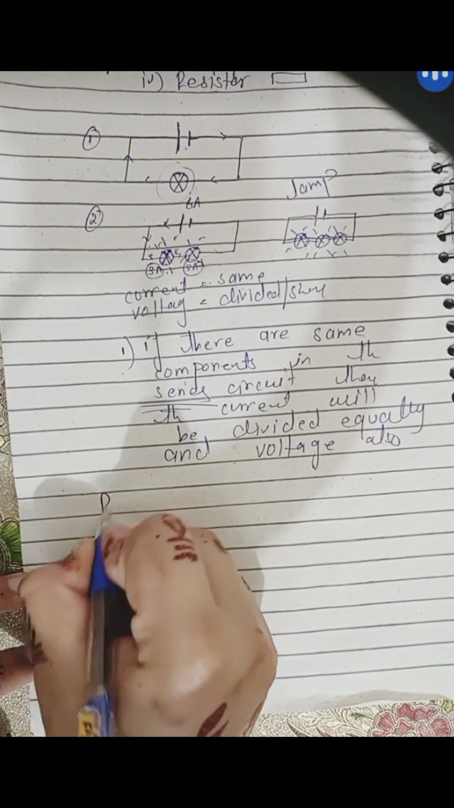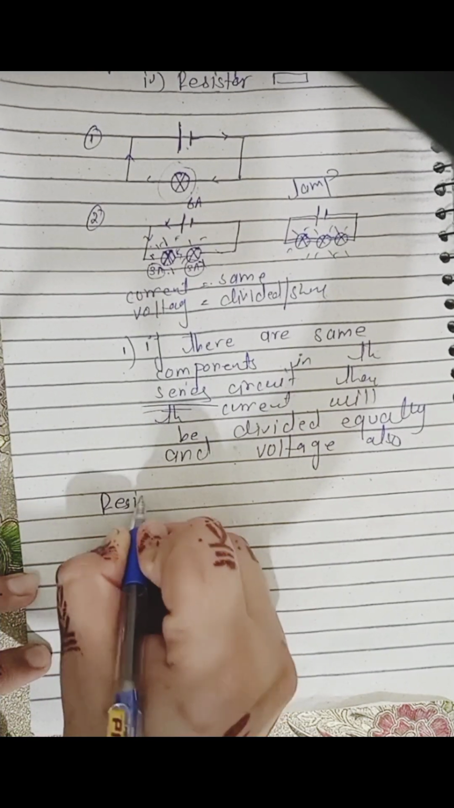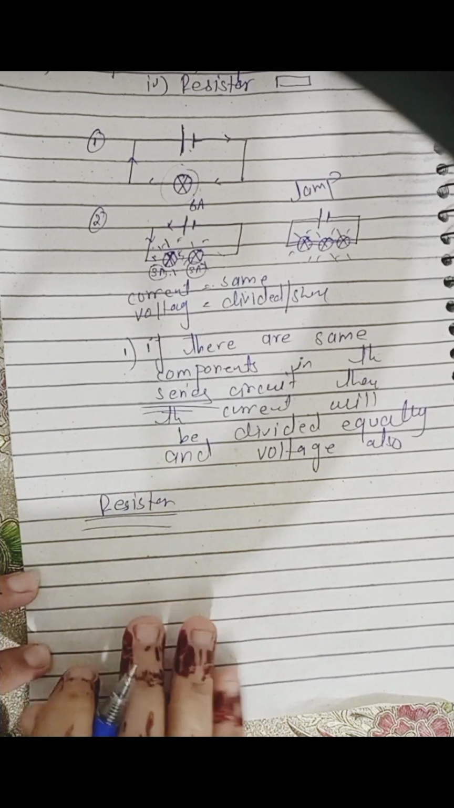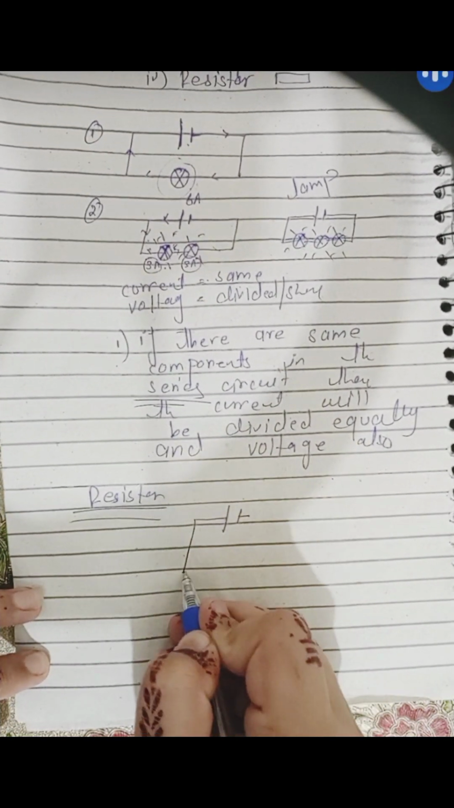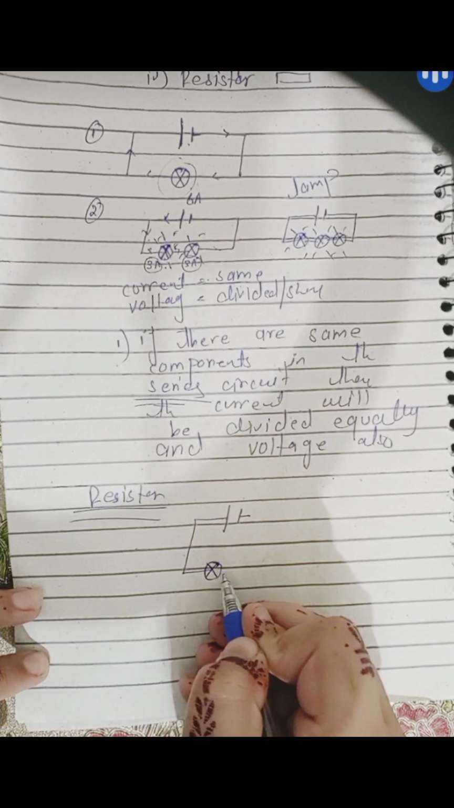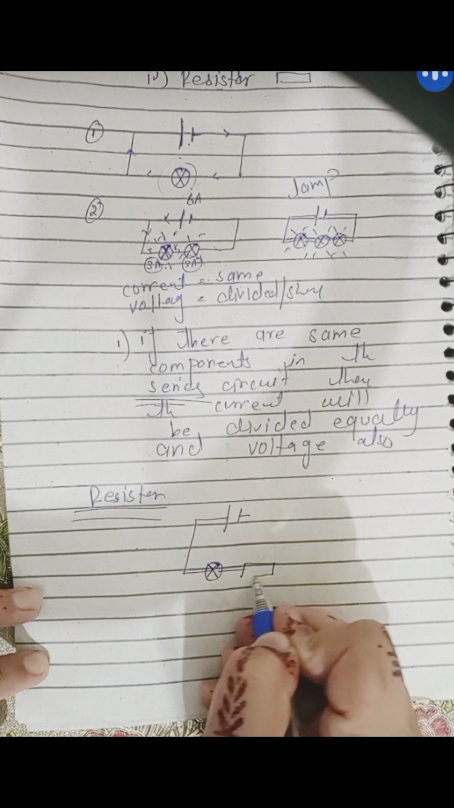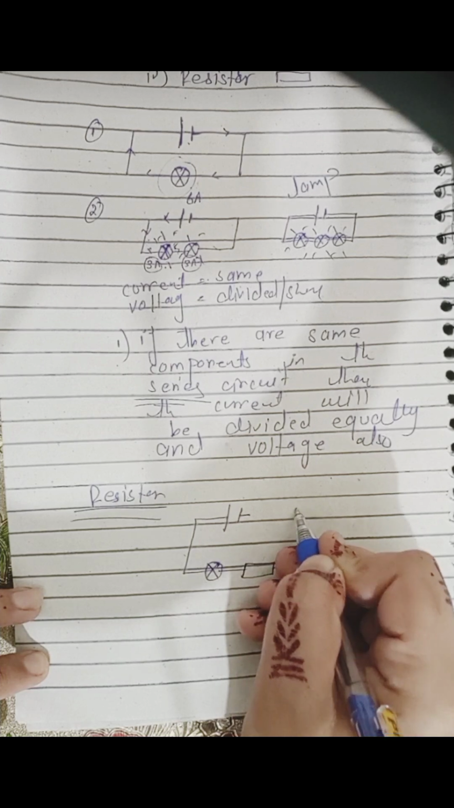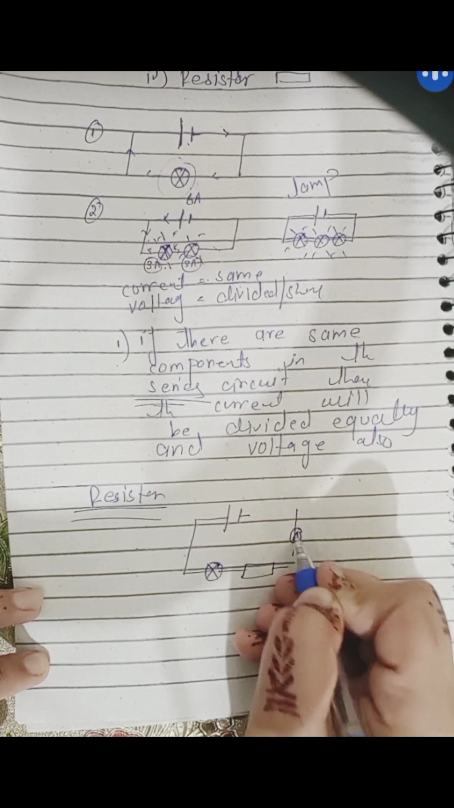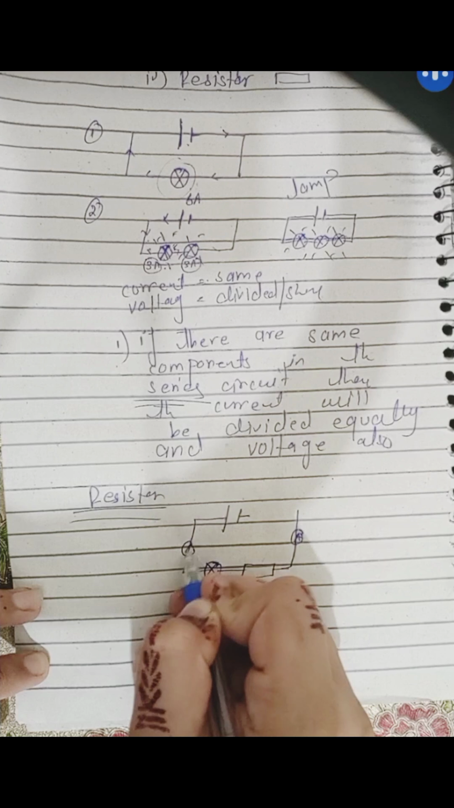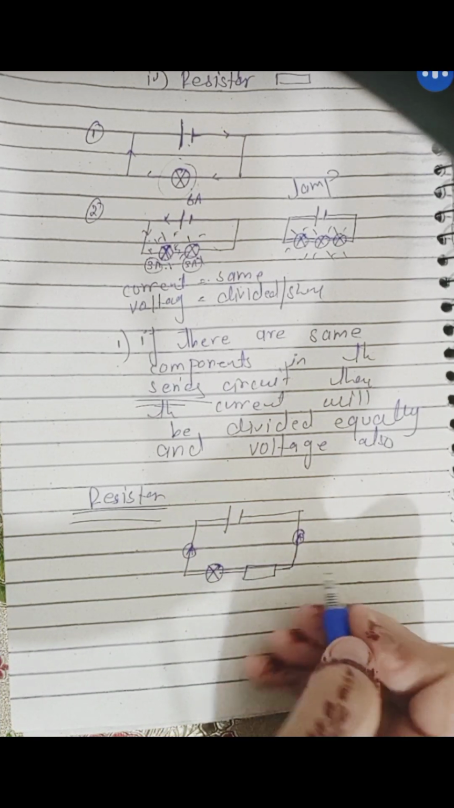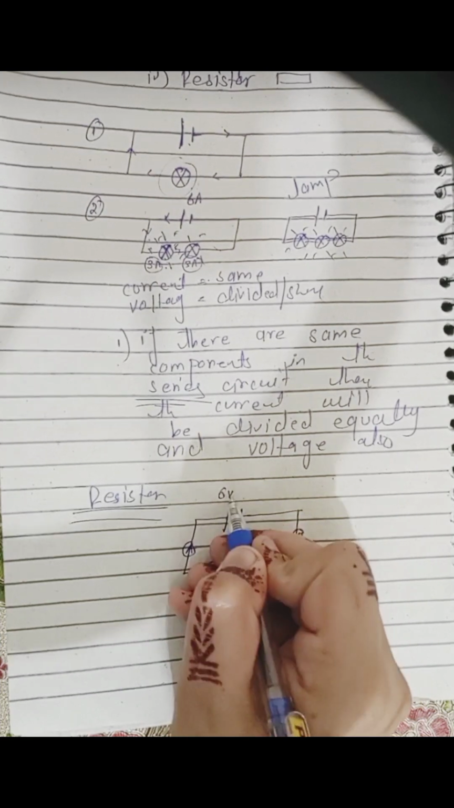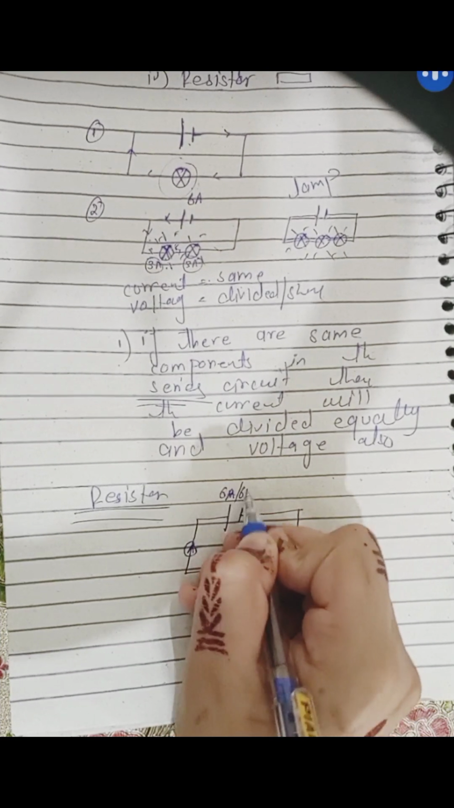Okay, now I will use the resistor again on the series circuit. Okay, this is the simple circuit in which I put a lamp here and I put a resistor here, and I put the ampere meter also for the measurement of the current. So the current is coming from the source as 6 ampere or 6 volt.